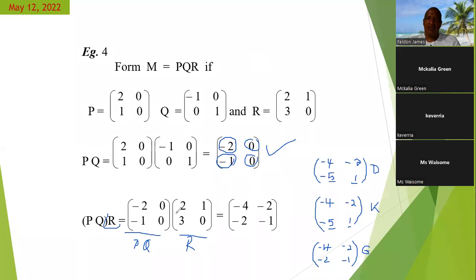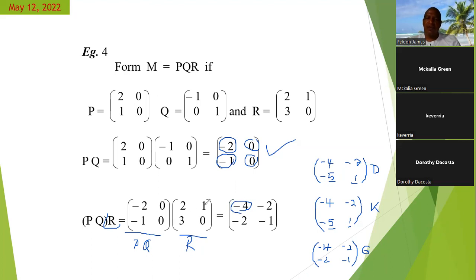So -2 times 2 will give you -4, and we're going to add that to 0 times 3. 0 times 3 gives us 0. So -4 plus 0 will give you -4. All right, so that's correct so far.